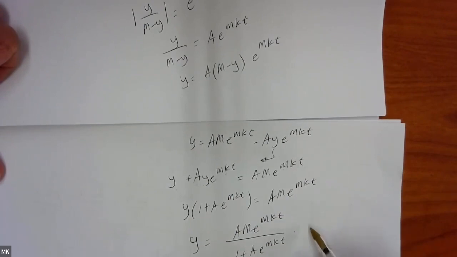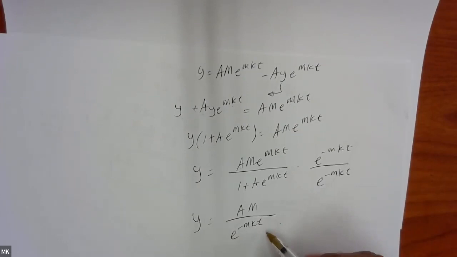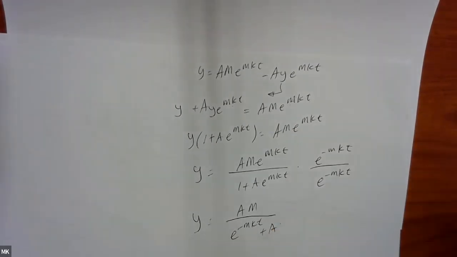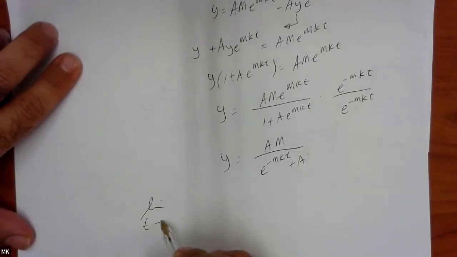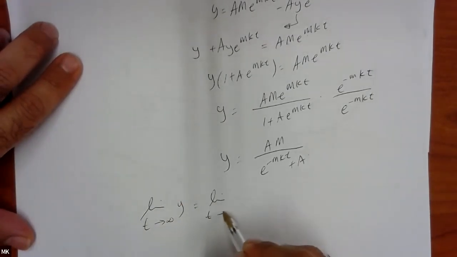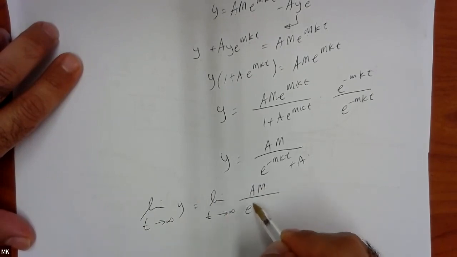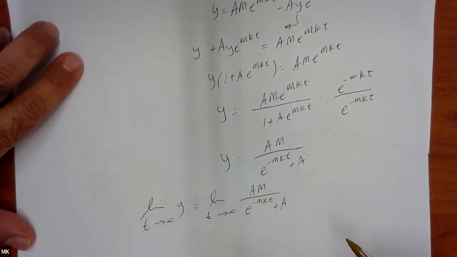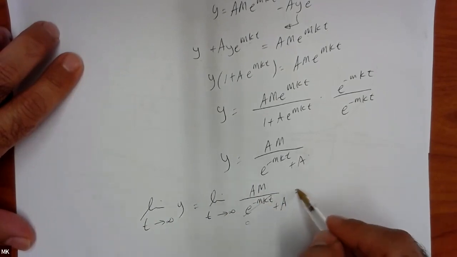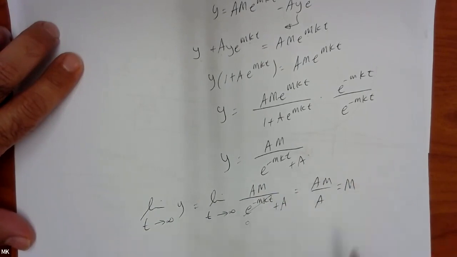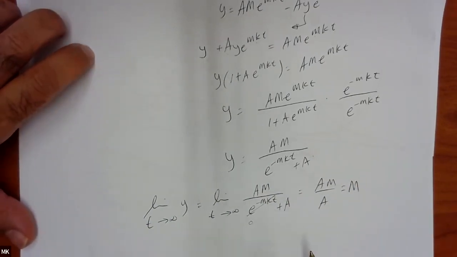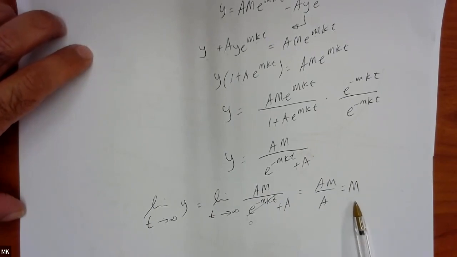Now, I'm going to do something fancy. I'm going to multiply top and bottom by e to the negative mkt. And if somebody asks, what is the limit as t goes to infinity of y? As t goes to infinity, this part goes to 0, I get am over a, which is m. That's what you would expect. You would expect that eventually the population would hit the maximum carrying capacity.